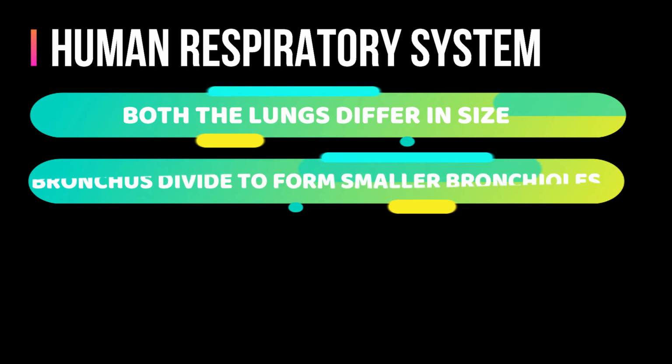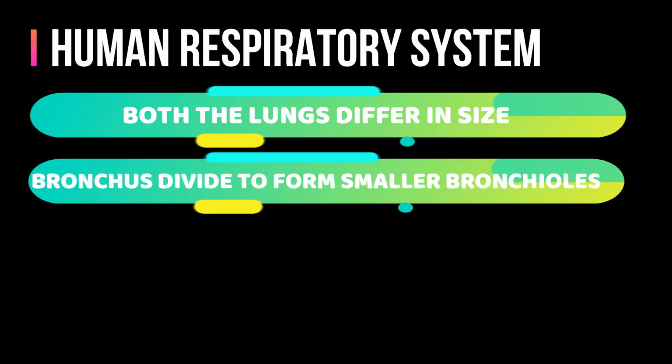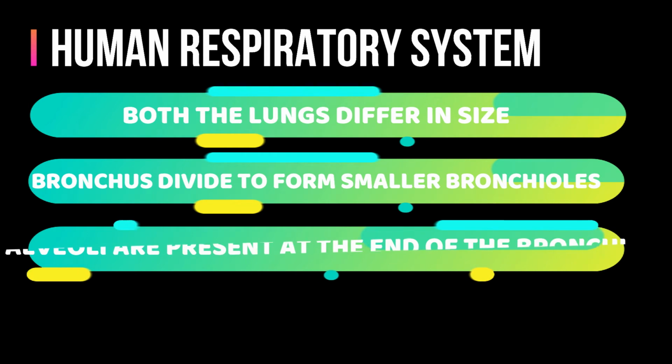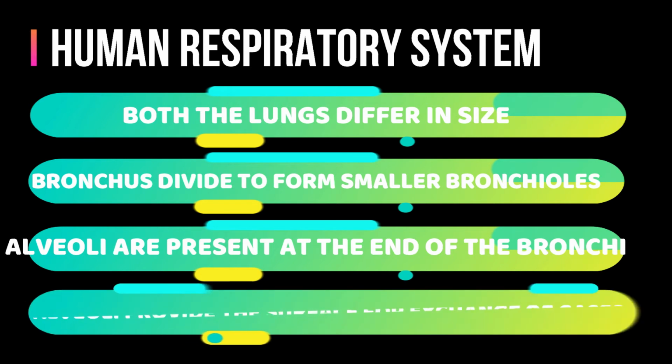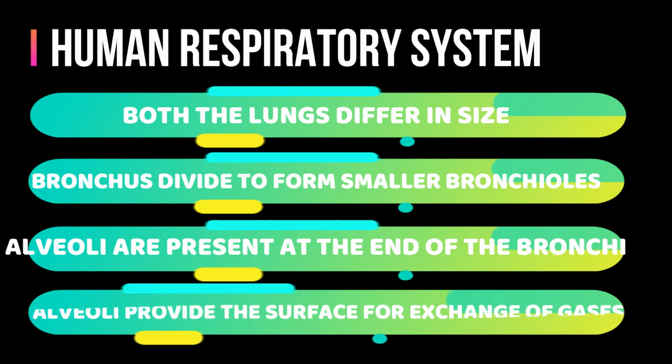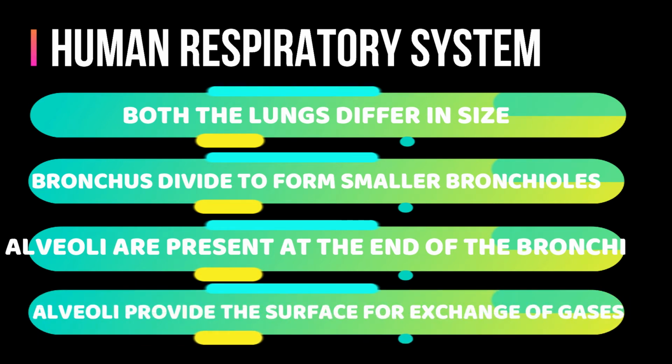Each bronchus divides in the lungs to form a large number of smaller tubes called bronchioles. At the end of each bronchiole, there is a balloon-like structure called an alveolus. The alveolus is a thin membrane structure and provides a surface for exchange of gases. It is surrounded by blood vessels, and here the exchange of carbon dioxide and oxygen takes place.